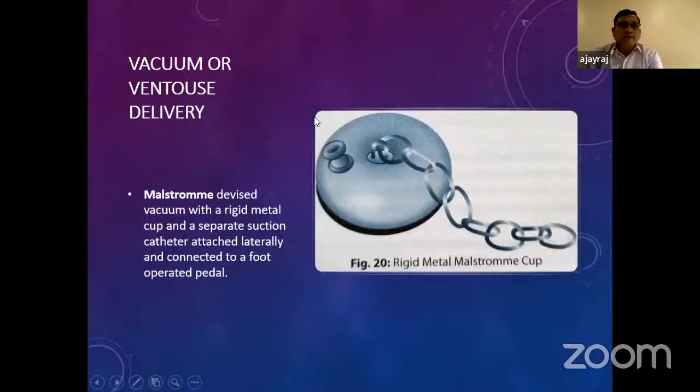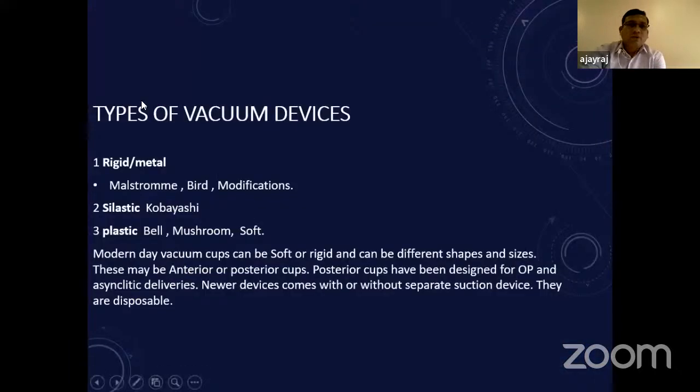Our next topic is vacuum or ventouse delivery. Malmström device: vacuum with a ring, rigid metal cup, and a separate suction catheter. We can see here, this is the ring, and there is a separate suction catheter attached laterally and connected to a foot operated pedal. This was the prime device. So types of the vacuum device: rigid or metal, that is Malmström, Bird, and other modifications.